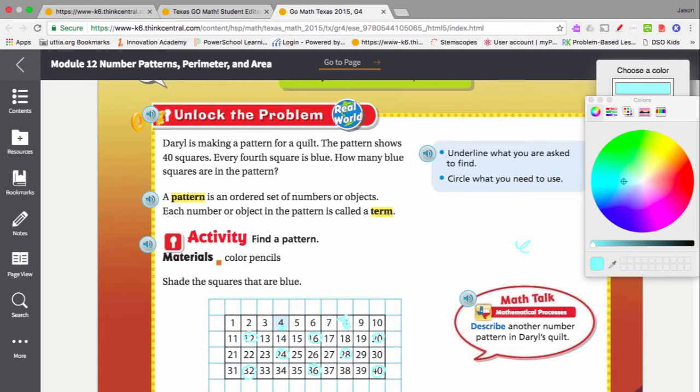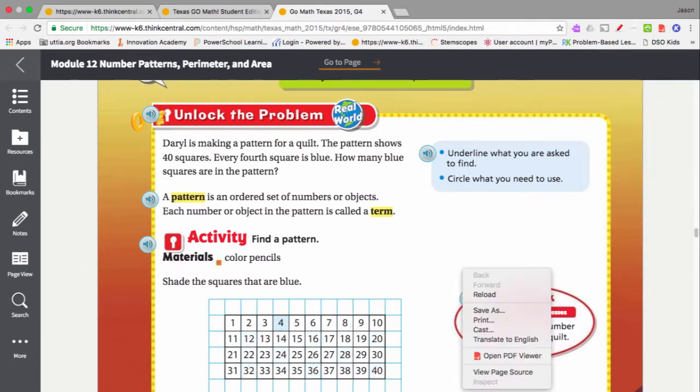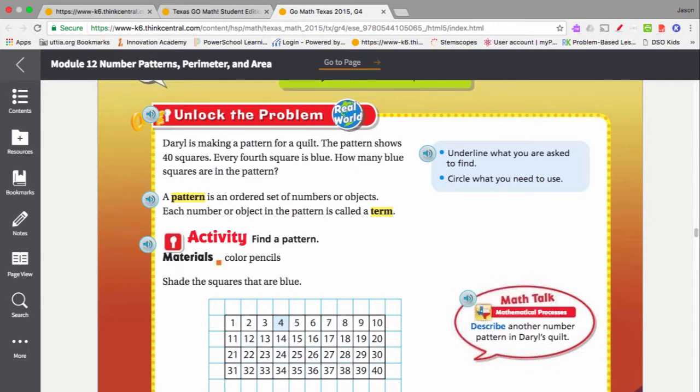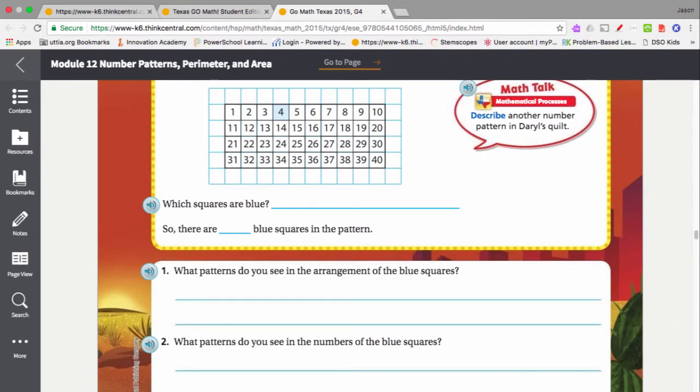So how many do we have? We have 1, 2, 3, 4, 5, 6, 7, 8, 9, and 10. There are 10 blue squares. Let's go down to the next part. So which squares are blue? We circled them and there were 10 of them.